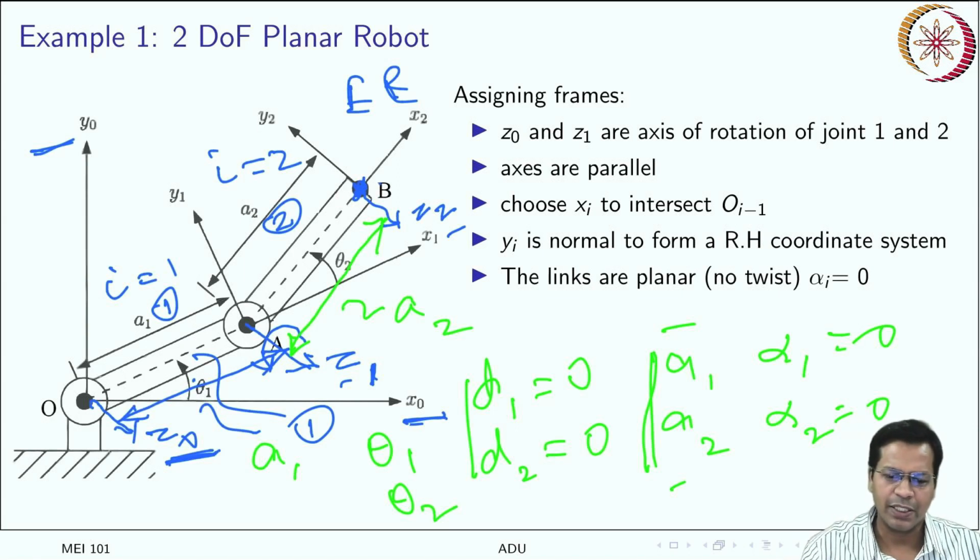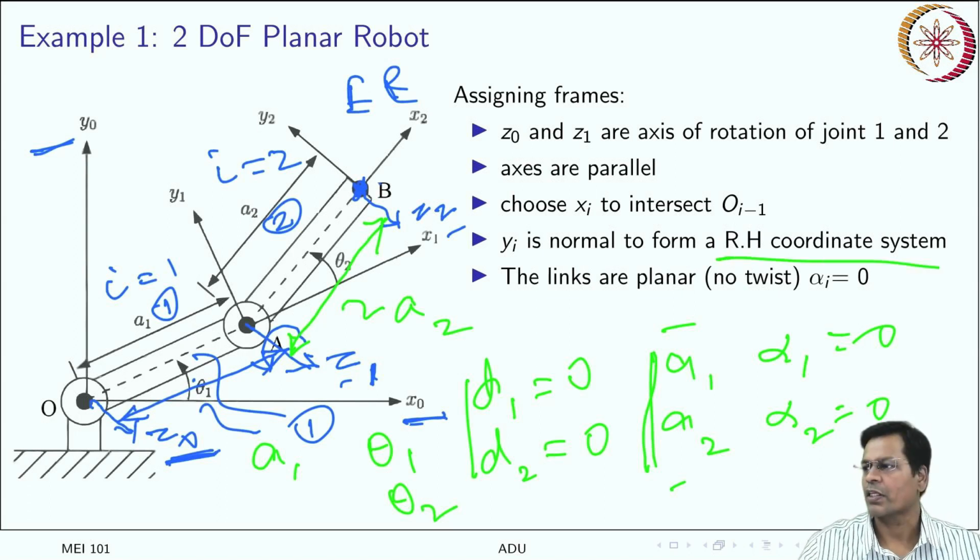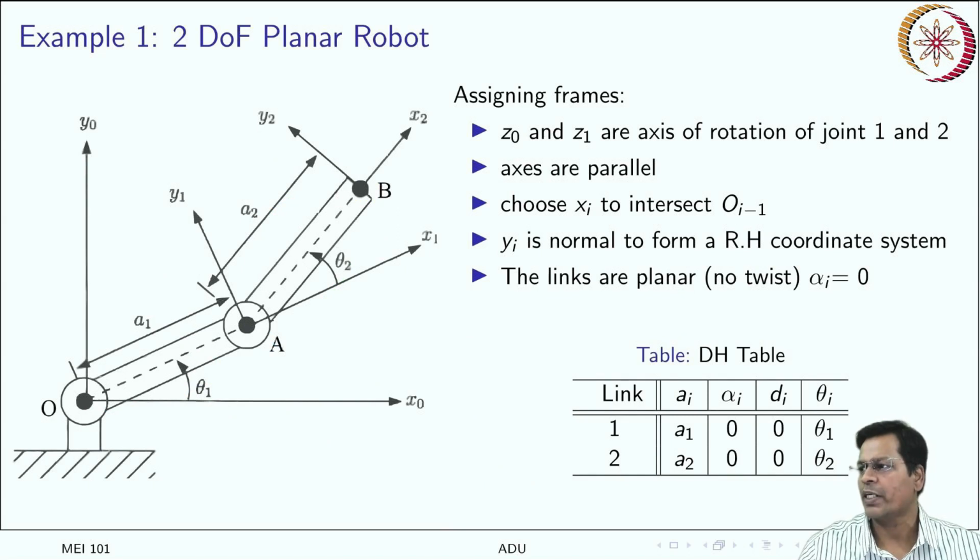So the same thing is written here. This is how we can put the frames. Angles will be measured in the right-handed coordinate system. Okay, so that's all. So now I can quickly put my DH table with the parameters that I have just said.